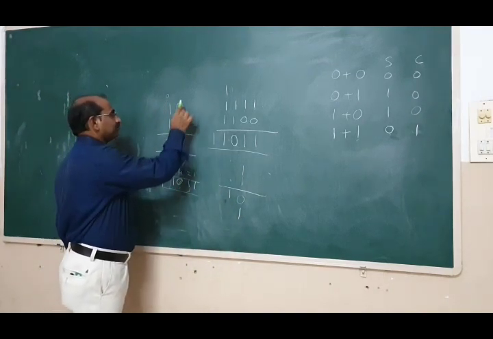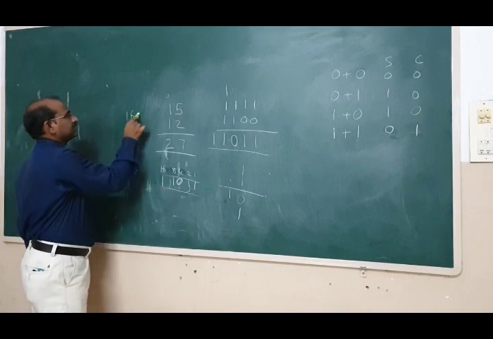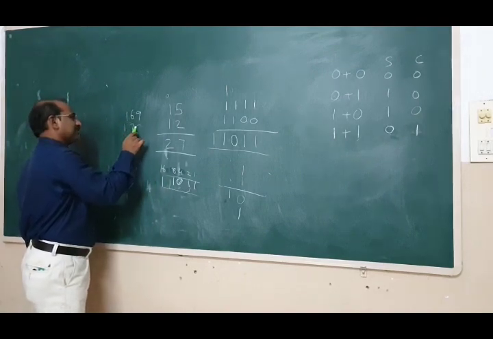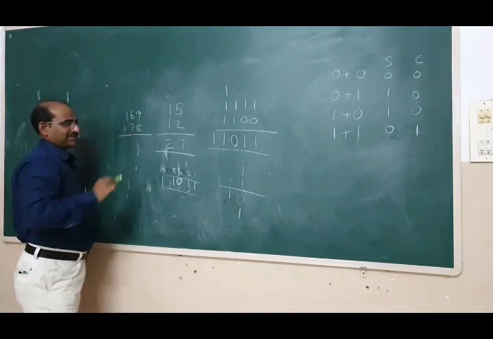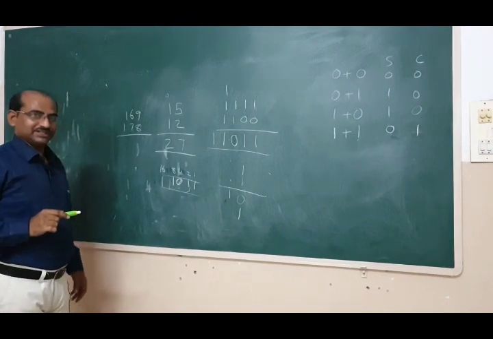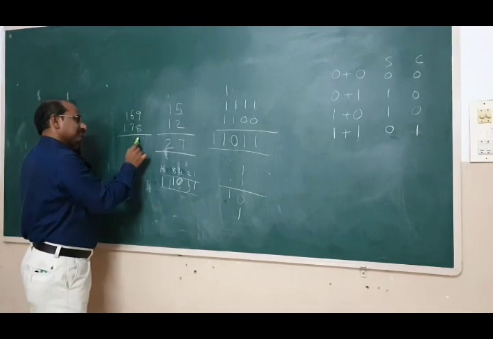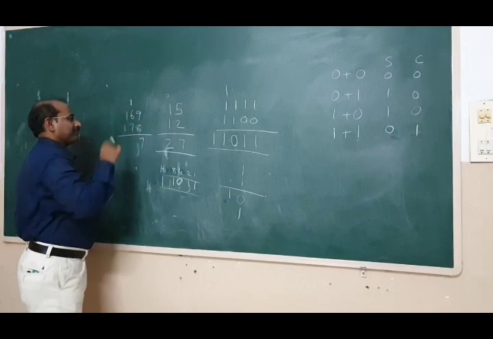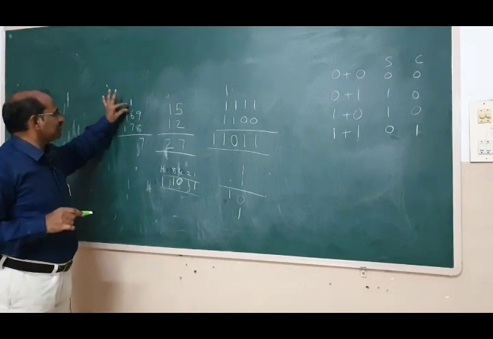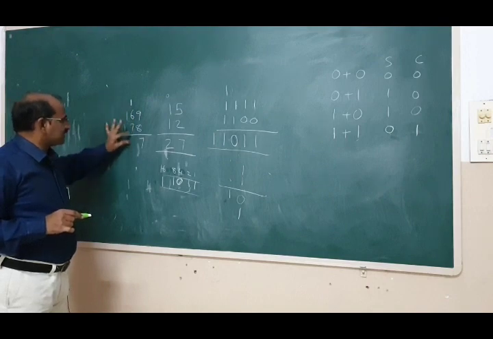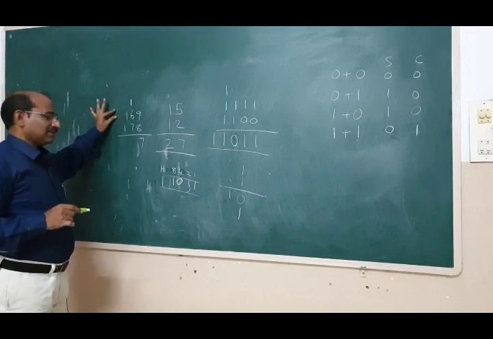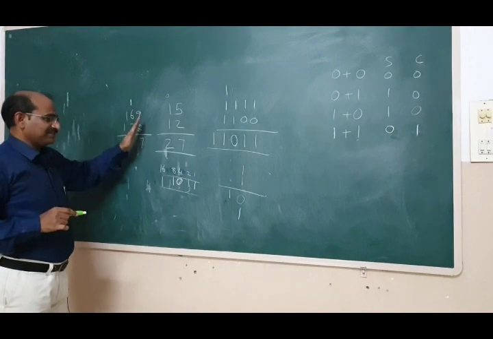Suppose, take 169 and 178. So what is 9 plus 8? 9 plus 8 is sum 7 and carry 1. Again when you add 6, you will add this carry at this stage only, but you don't add it to the next stage or the previous stage.